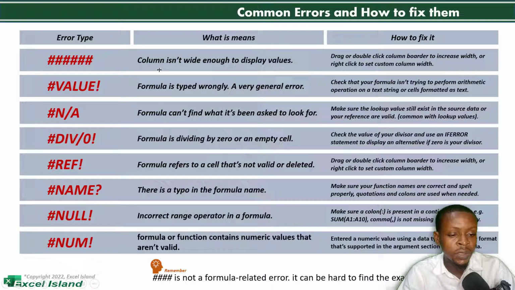So the next type of error is what is called the value error, and what this means is that the formula is typed wrongly, and it's a very general error, so take note of that. To fix it, check that your formula isn't trying to perform an arithmetic operation on a text string or a cell formatted as text. It's as if you are trying to divide a number by text, you get it now, or you have some numbers in a column but the column is actually formatted as text. So let's jump into Microsoft Excel and recreate this error type.